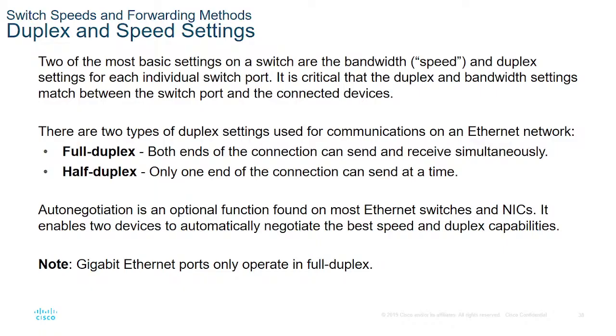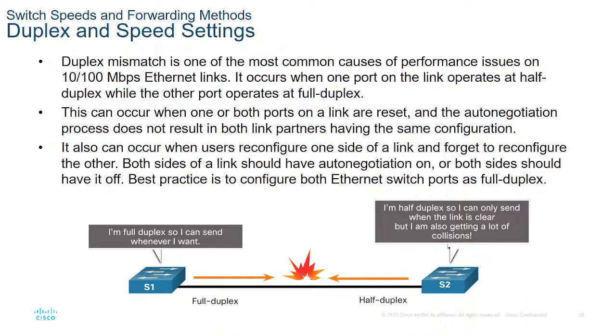Only gigabit Ethernet ports operate in full duplex by default. So then we have what they call a duplex mismatch. A duplex mismatch is one of the most common causes of performance issues on 10 and 100 Mbps Ethernet links. It normally occurs when one link operates in half duplex while the other port operates at full duplex. This can occur if one or more port links are reset, and auto negotiation does not result in the link partners having the same configuration.